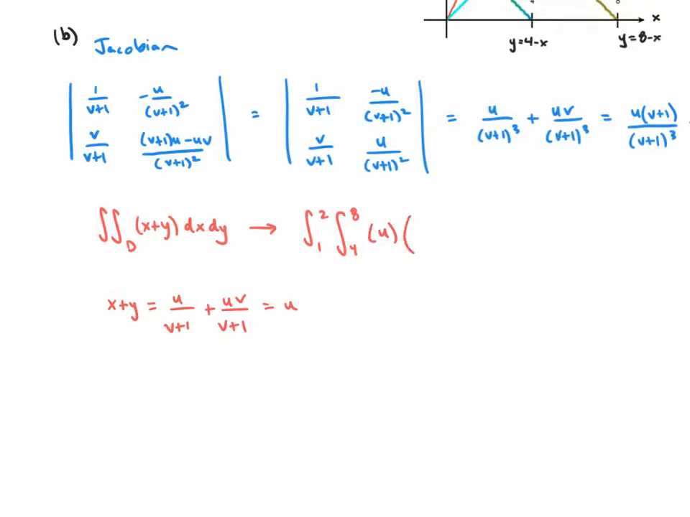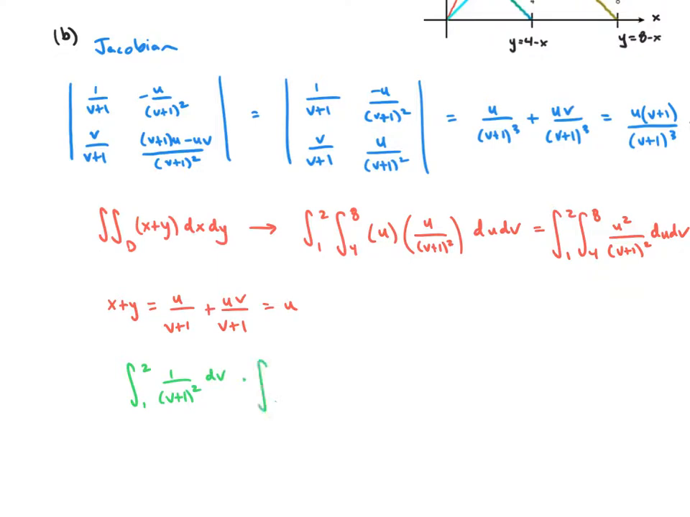The Jacobian that we had found was u divided by the quantity v plus 1 squared, and then the way I wrote it was du dv. And we'll just simplify this one more time here. So we have u squared divided by the quantity v plus 1 squared, and du dv. And then in order to calculate this, it might be easier just to split this up. So the integral from 1 to 2 of 1 over v plus 1 squared dv times the integral from 4 to 8 of u squared du.